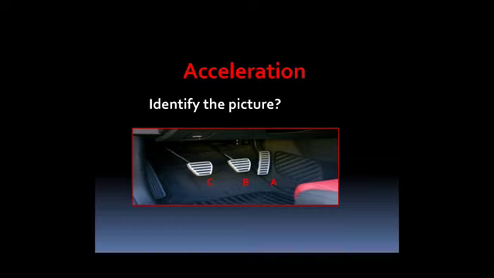Can you identify the picture? Yes, you guessed it right. These are the important parts of a car. The one which is marked A is accelerator, the one which is marked B is the brake, and the one which is marked C is the clutch. Why is it called as an accelerator? Because it helps to increase the speed of a car.